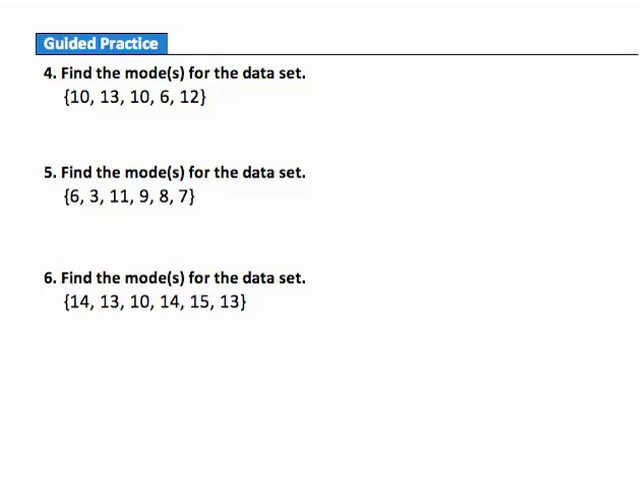Question 4. Find the mode or modes for this data set. Well, taking a look here, looks like 10 appears twice. All the other pieces of data appear just one time, so we would have just one mode here, and the mode of this data set would be 10. Question 5. Find the mode or modes for this data set. Well, taking a look at this data set here, we don't have any piece of data that occurs more than one time. So they all appear exactly the same number of times. So we would say here, there is no mode.